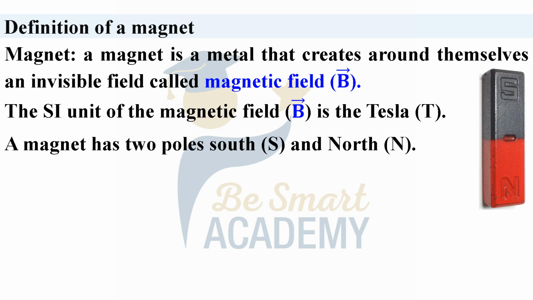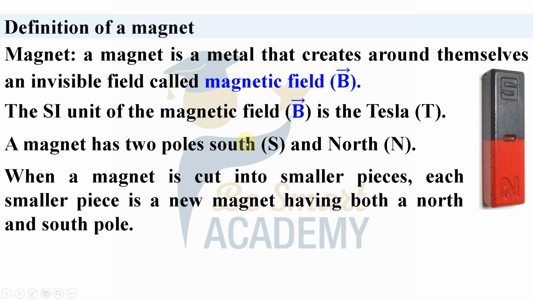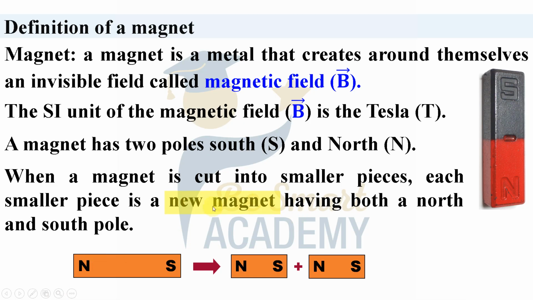A magnet has two poles, south and north. As shown in the following figure, we have two poles N and S, where N is the north and S is the south. When a magnet is cut into smaller pieces, each smaller piece is a new magnet having both north and south pole. So if we cut a magnet in half, we get new magnets, each one having S and N pole.